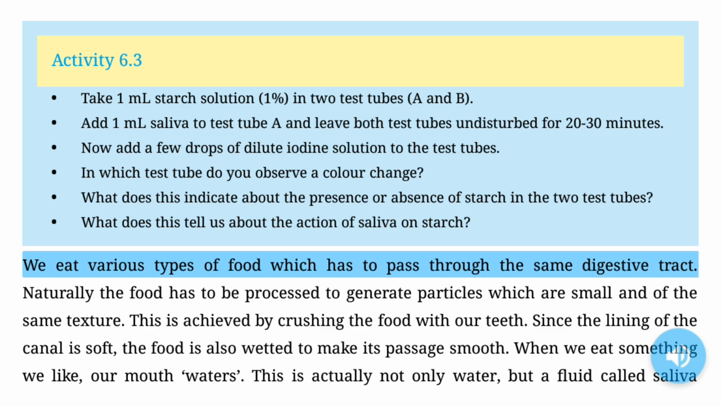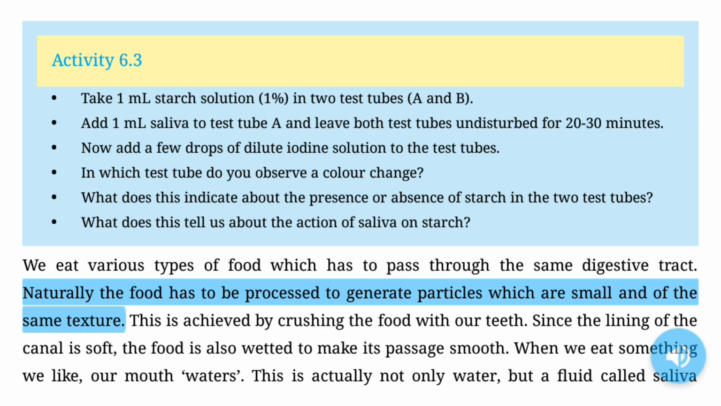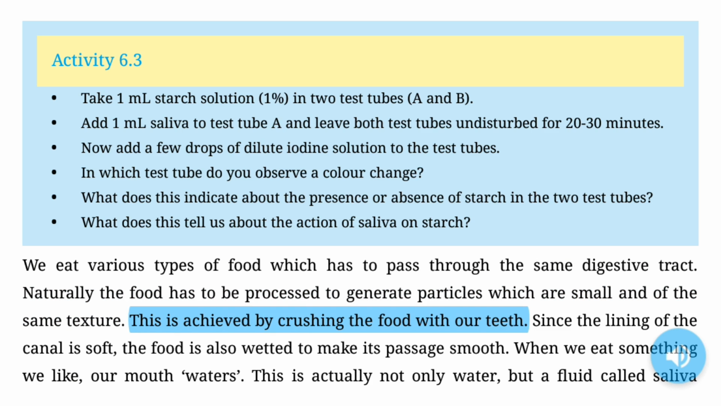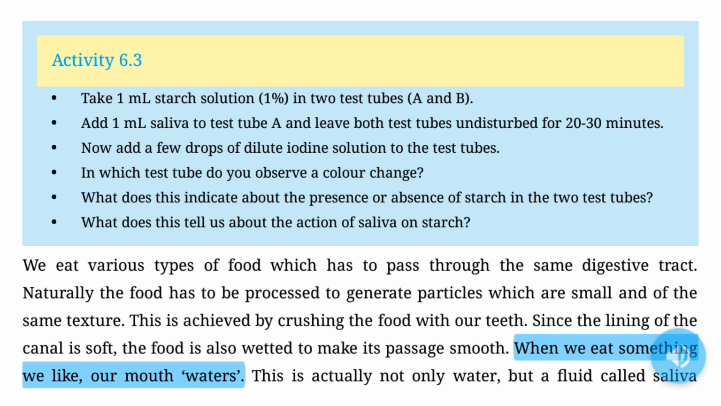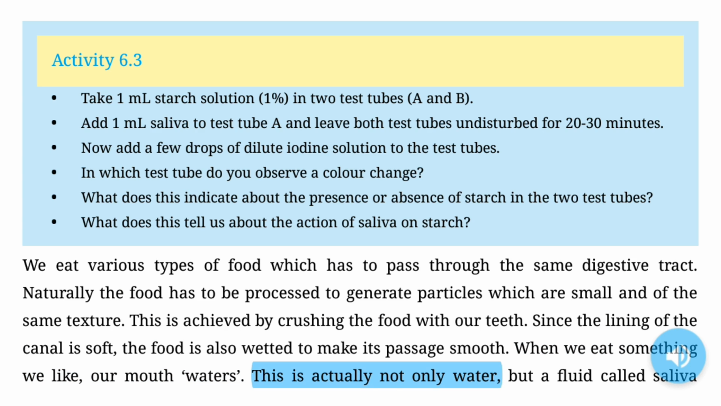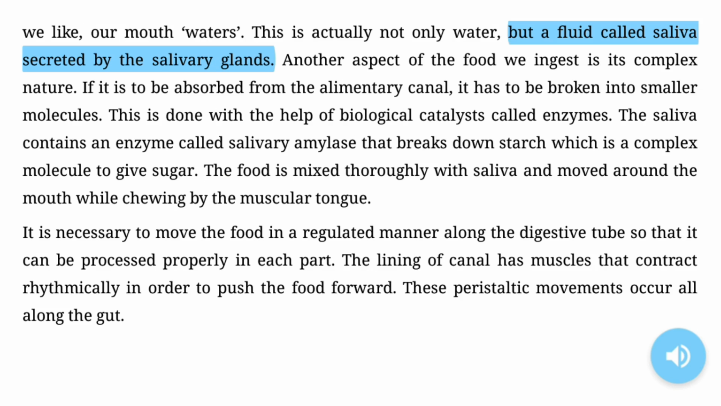We eat various types of food which has to pass through the same digestive tract. Naturally, the food has to be processed to generate particles which are small and of the same texture. This is achieved by crushing the food with our teeth. Since the lining of the canal is soft, the food is also wetted to make its passage smooth. When we eat something we like, our mouth waters. This is actually not only water, but a fluid called saliva, secreted by the salivary glands.